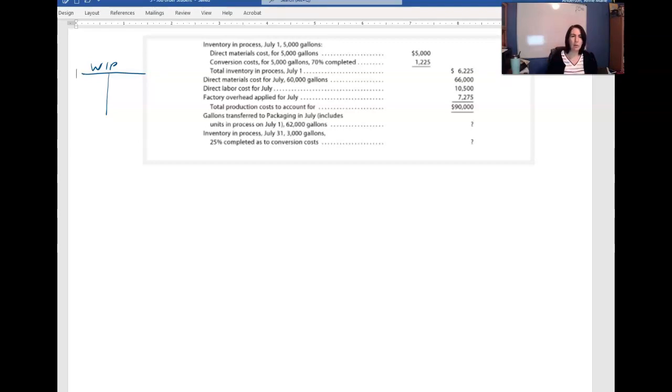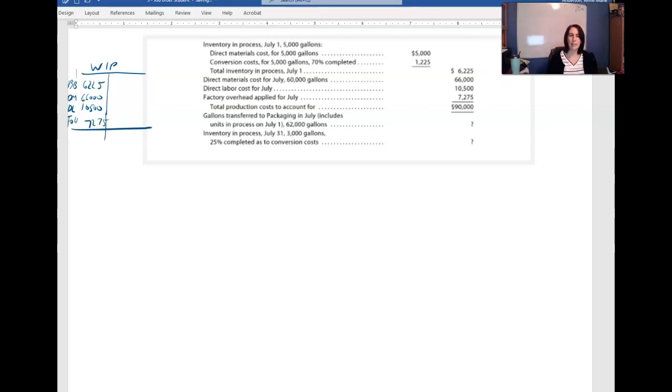All right. We start off, we've got a beginning balance of $6,225 in costs. And we have direct materials we added of $66,000. We have direct labor that we added of $10,500. And we've got factory overhead of $7,275.